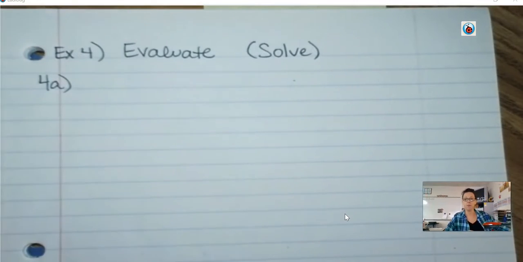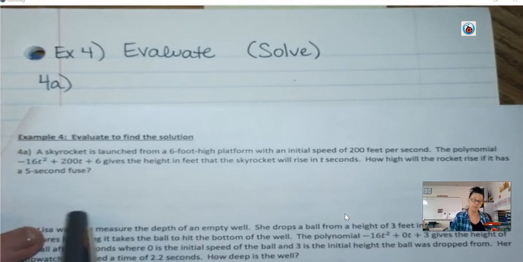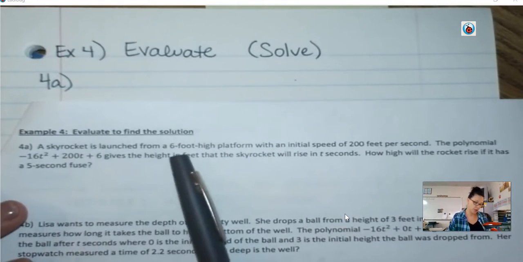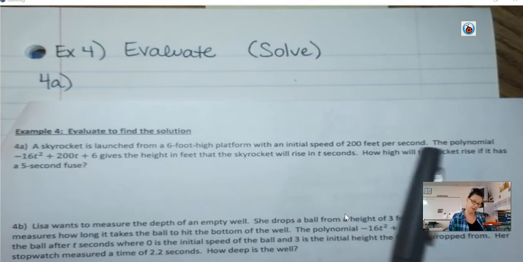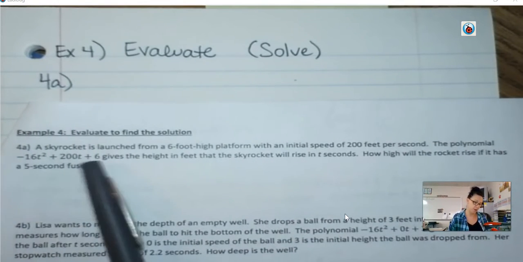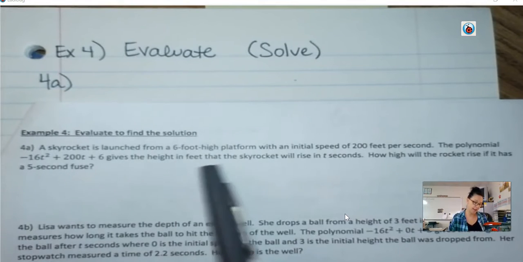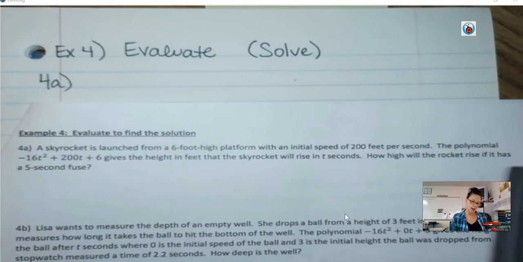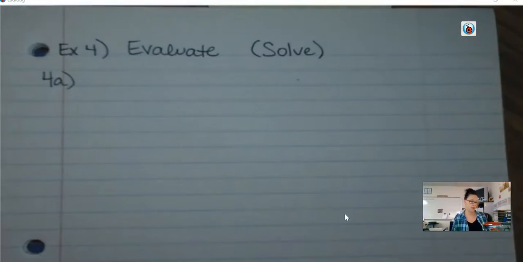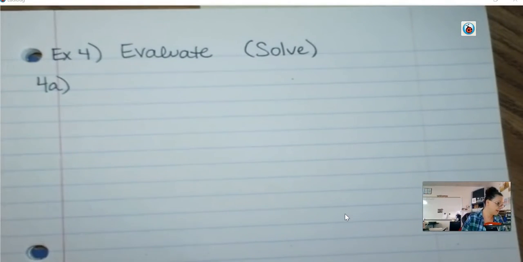I'll read the problem and then we'll just write down the important information. A skyrocket is launched from a 6-foot high platform with an initial speed of 200 feet per second. The polynomial gives the height in feet that the skyrocket will rise in t seconds. How high will the rocket rise if it has a 5-second fuse? So they give us the equation for the rocket.